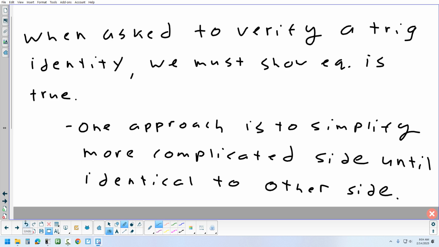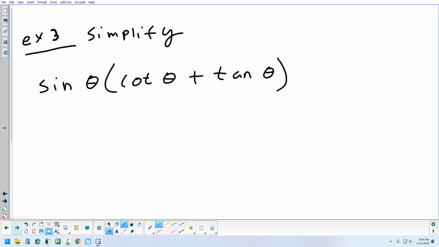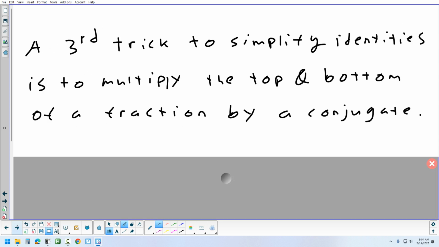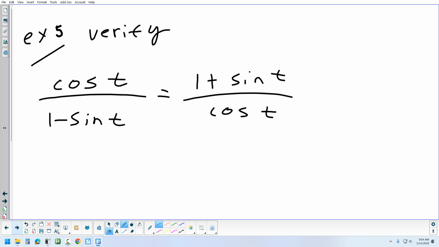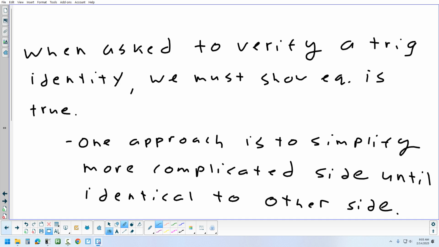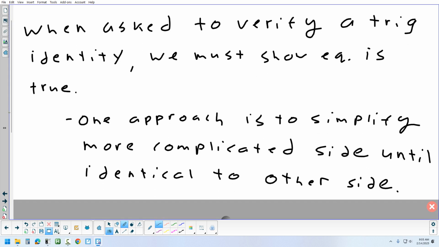Okay, and that's the approach that we're going to do. When they ask you to verify something, pick the more complicated side in the problem. Like if I was looking at this one, I would say the right side is definitely more complicated. In that one, I would say both sides are about the same, so it wouldn't matter which side I start with. But if there is clearly a more complicated side, take that one and simplify it as much as you can until you get the other side.